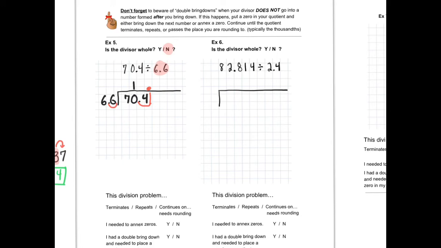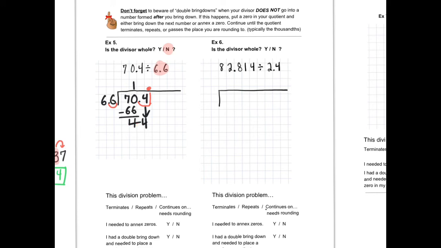We multiply 66 times 1 and we get 66. We subtract 70 and 66 and get 4. And then we bring down the next digit, which is a 4. Now this is where we need to be careful, because right here is the number 44, and we're trying to see how many times 66 divides into it. Well, 66 does not go into 44.